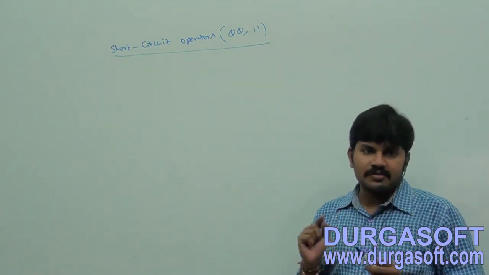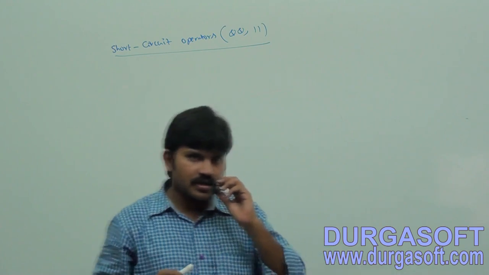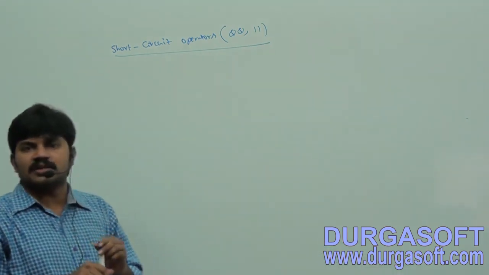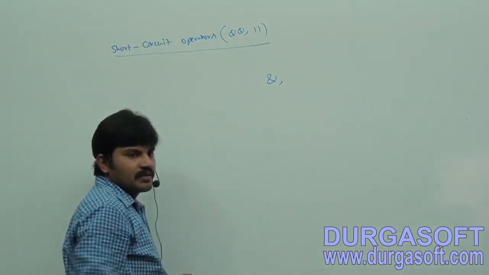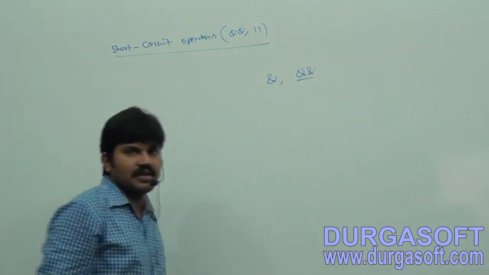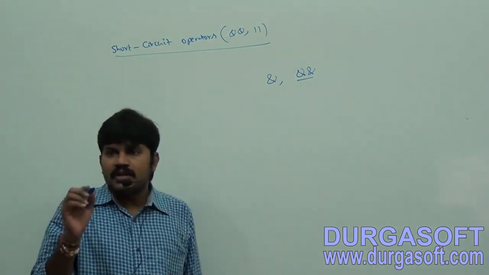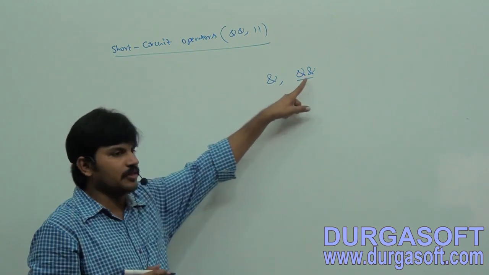a normal bitwise operator and a short circuit operator? Maybe a chance to ask, very rare, but there is a possibility to ask in an interview. Sir, we already have single AND. Then what is the need of double AND? Are you getting? Already single AND is there. What is the need of double AND? Or what is the difference between these two?